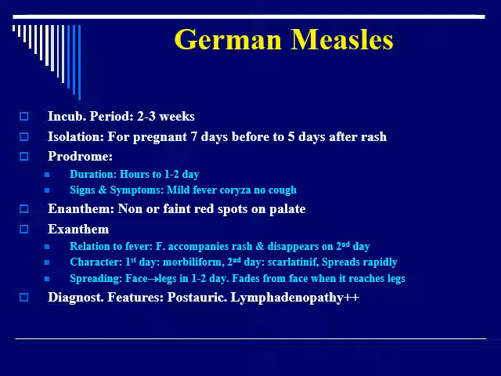German measles. German measles, or 3 days measles, is caused by rubella virus. The incubation period is longer than that of measles. It is from 2 to 3 weeks. The infectivity period is 7 days before to 5 days after the rash.